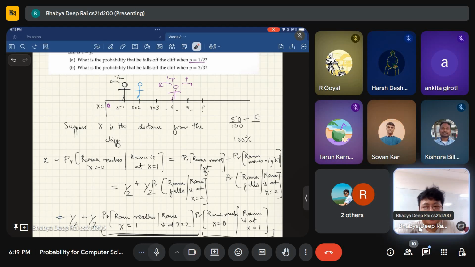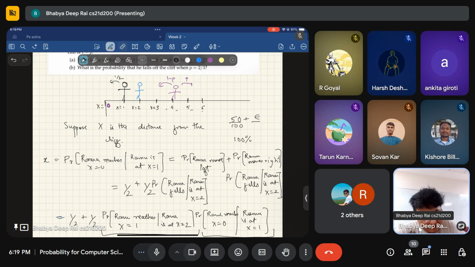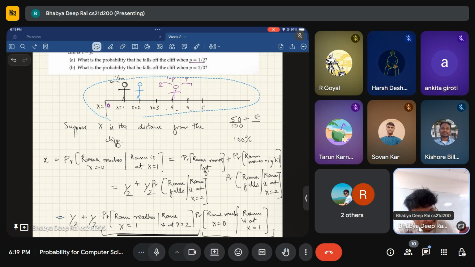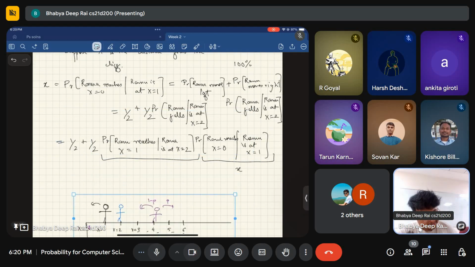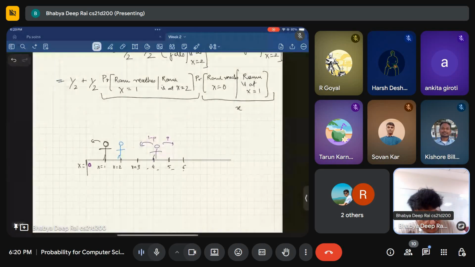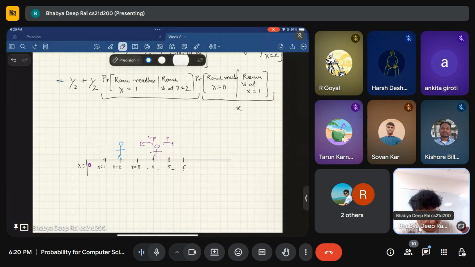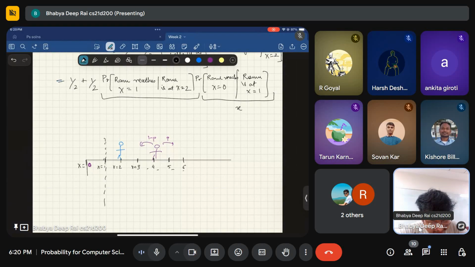Okay. I'll add a little bit more to it. If Ramu is at x equals 2, let me visualize it. I'll duplicate and shift this here. So Ramu is currently at x equals 2. Now imagine that the cliff ended here. The cliff ended here. And we were saying, what is the probability that when he starts at x equals 2, he'll reach x equals 1?